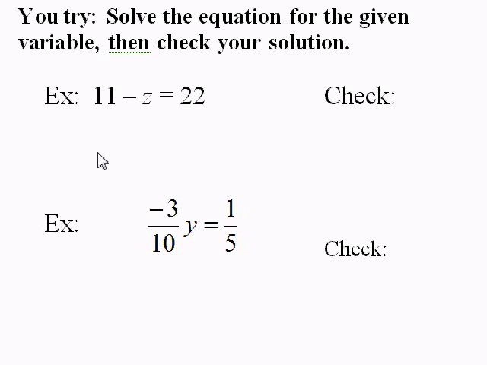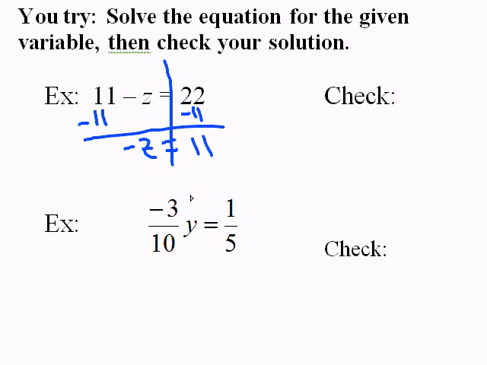Alright, for the first one, hopefully you undid the addition, notice it's a positive 11, by subtracting 11 from both sides. This gave you 11 minus 11, which is 0, leaving with negative z equals 11. Then to get rid of the negative, you divide both sides by negative 1, leaving you with, finally, z equal to negative 11.